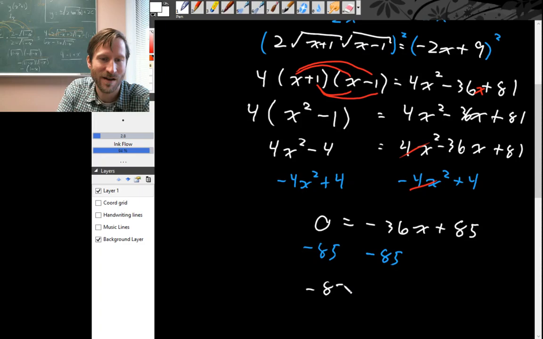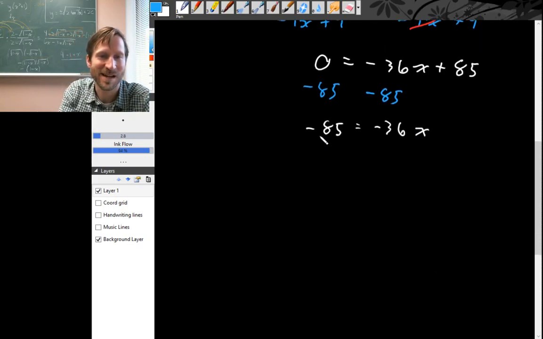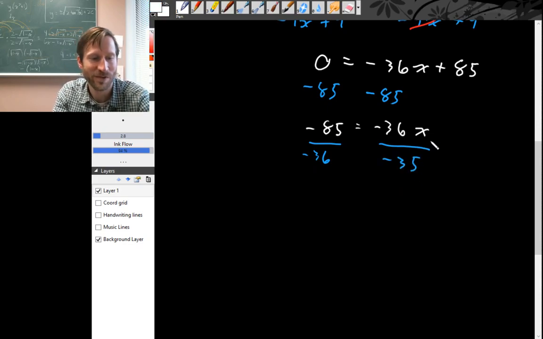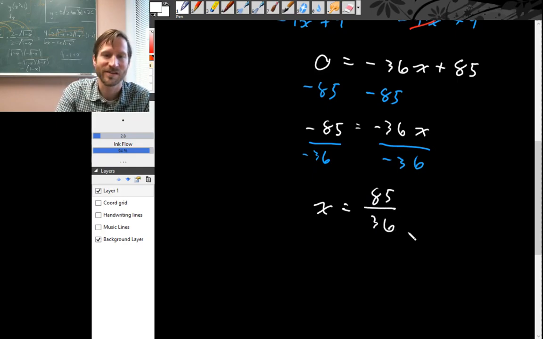Negative 85 equals negative 36x. And then divide both sides by negative 36. And we get that x equals, the negatives cancel, 85 over 36. And we're done. Turns out that equation only has one solution, 85 over 36.